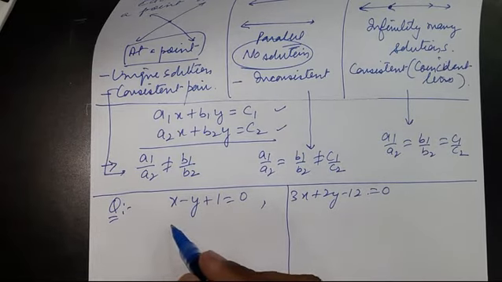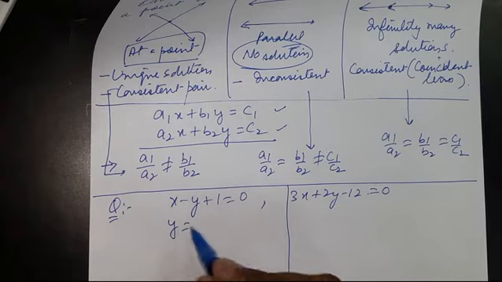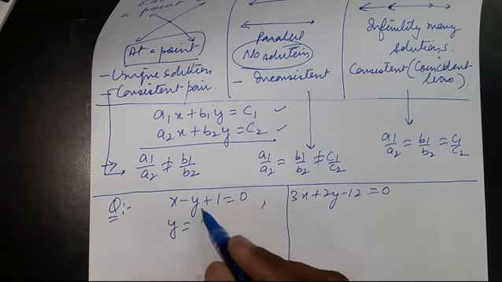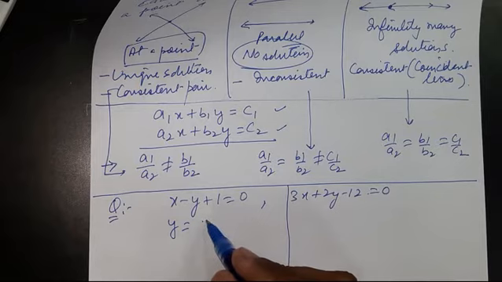First of all, you take the value of y from the first equation, x minus y plus 1. The value of y will be equal to x plus 1.